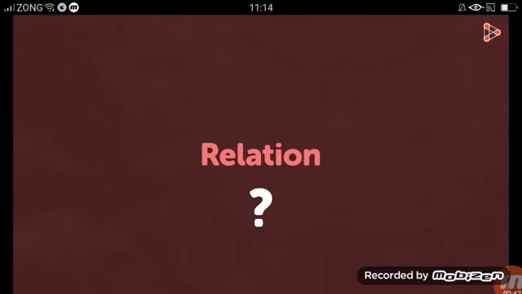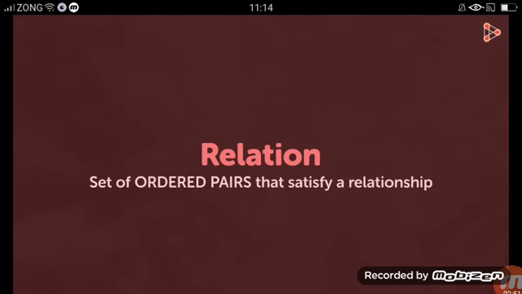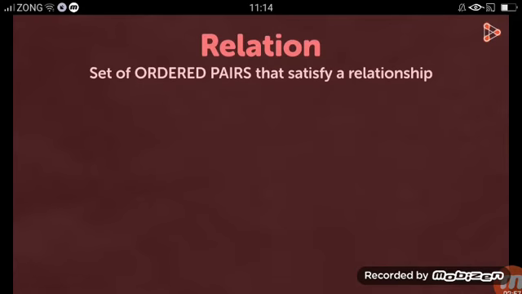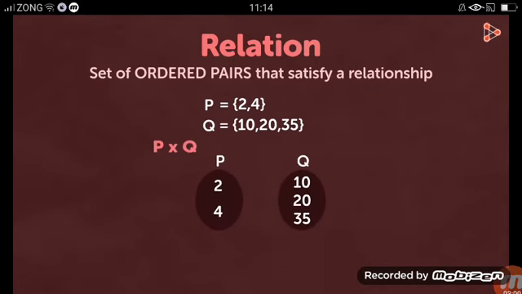What is a relation? A relation gives us a set of ordered pairs that satisfy a relationship. Let's understand this using an example of two sets. We have two sets P and Q. Set P has elements 2 and 4 and set Q has elements 10, 20 and 35. We first take the Cartesian product of the two sets. Let's use an arrow diagram for the Cartesian product of sets P and Q.